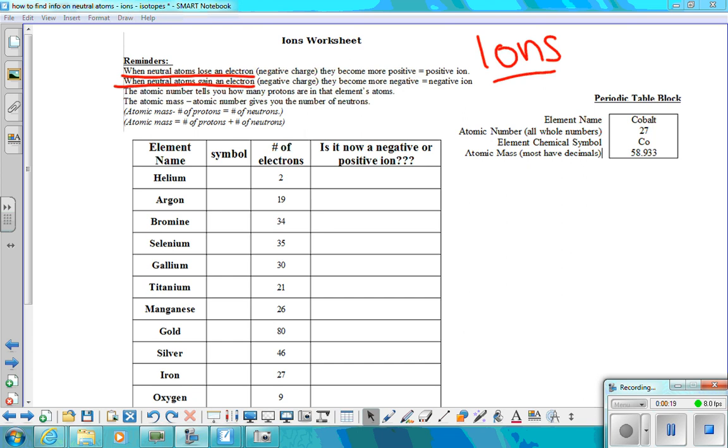So if we go back to helium, in our neutral atom, helium had 2 electrons. Well, in this case, it's also saying it has 2 electrons. So does it make it a positive or negative ion? No, it does not. The number of electrons has stayed the same. It did not lose or gain. So it means it's still a neutral atom. So that's technically a trick question.